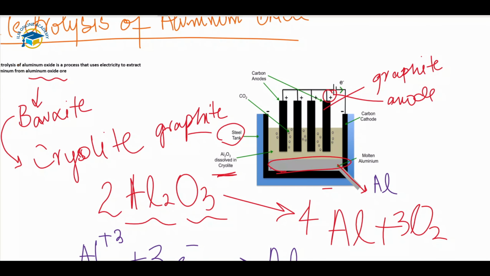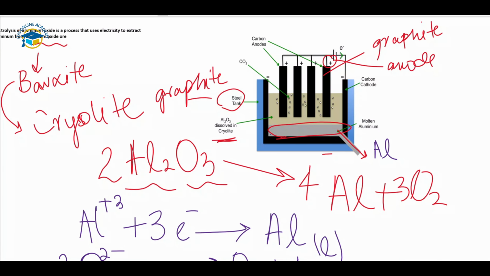The overall equation for this is aluminum oxide producing aluminum metal plus oxygen gas, and that oxygen gas will react with the carbon to form carbon dioxide gas. So this is the electrolysis of aluminum oxide that happens in the electrolytic tank. Next we'll talk about the electrolysis of concentrated aqueous sodium chloride.